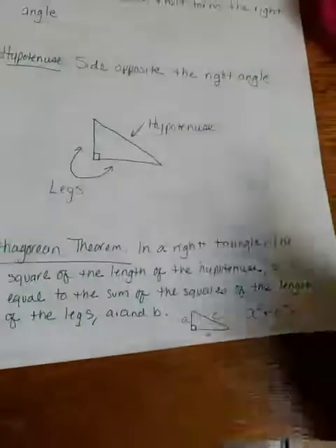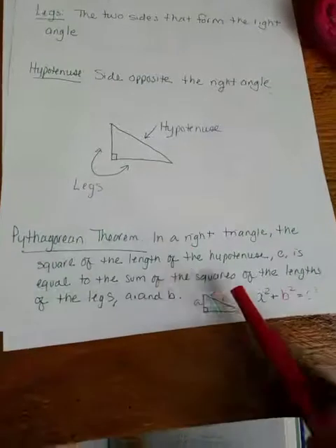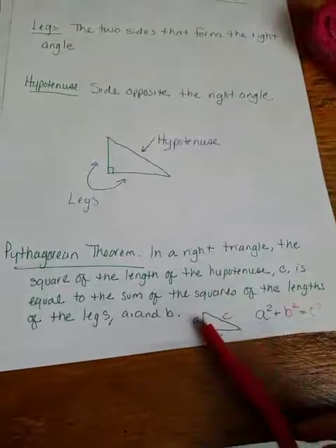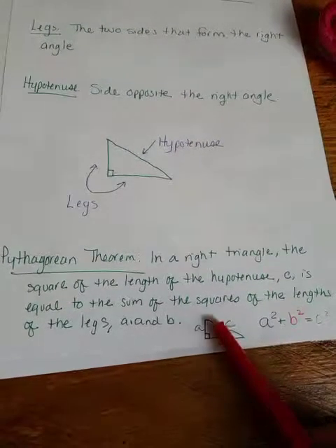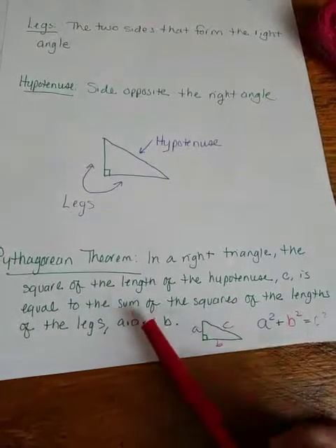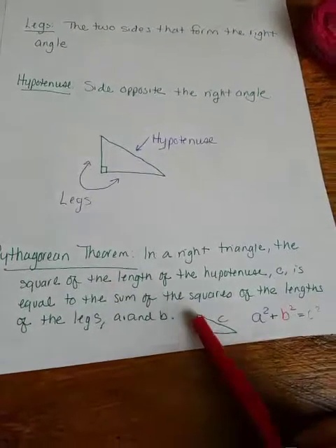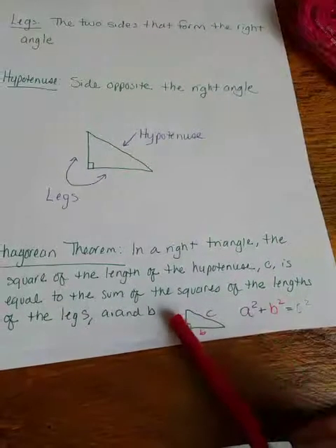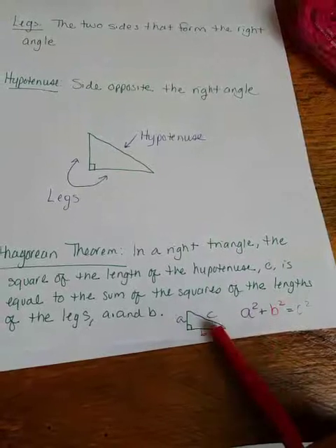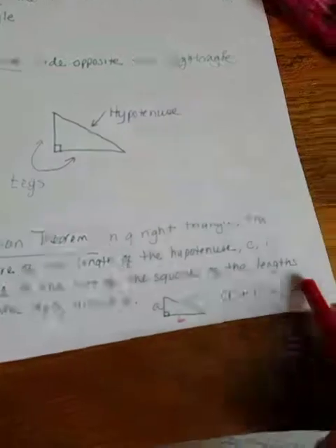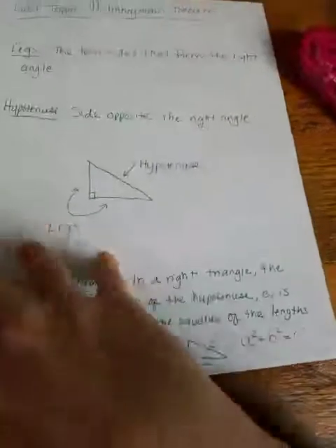Like we just said, I'll say it again for you in words, a picture, and the equation. In a right triangle, and again, this is only good for right triangles, the square of the length of the hypotenuse, that's C in this picture, is equal to the sum, which means add, of the squares of the lengths of the two legs A and B. So A squared plus B squared equals C squared. That's the equation we're going to need for this whole section. So let's jump into some of the math.